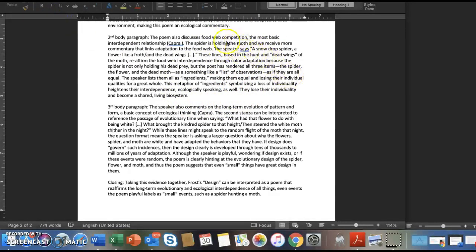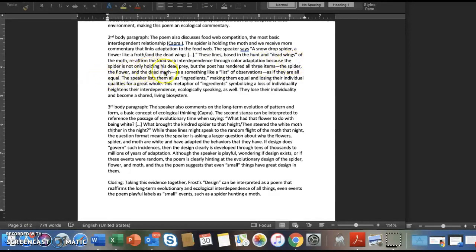So just take a look and read the second body paragraph here. Notice what I've done. Here's the end of my evidence. Based in the hunt and dead wings of the moth, this reaffirms the food web interdependence through color adaptation, because... I could just stop here and move on to a second example. But no, I can't do that. I've got to explain myself.